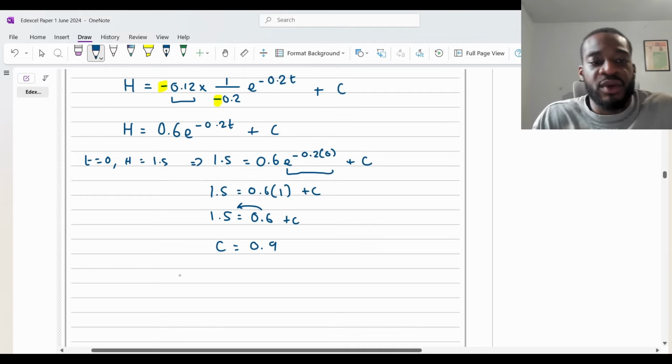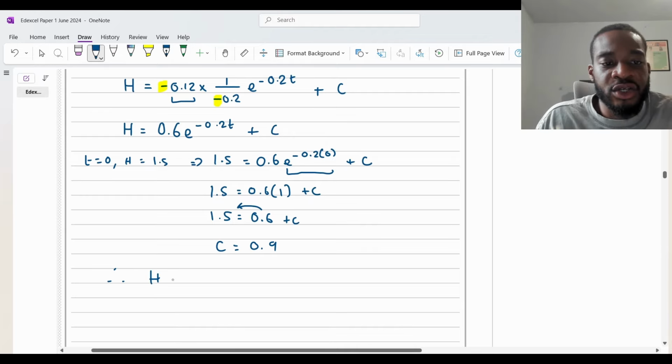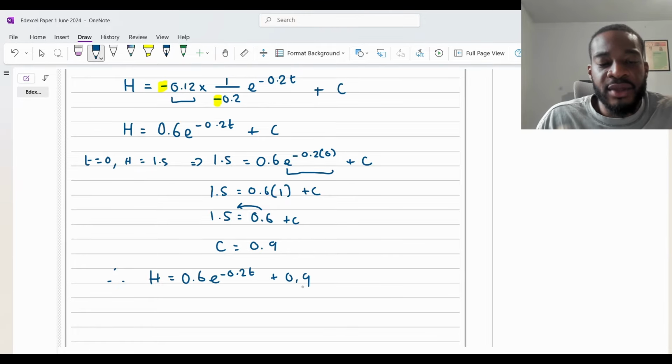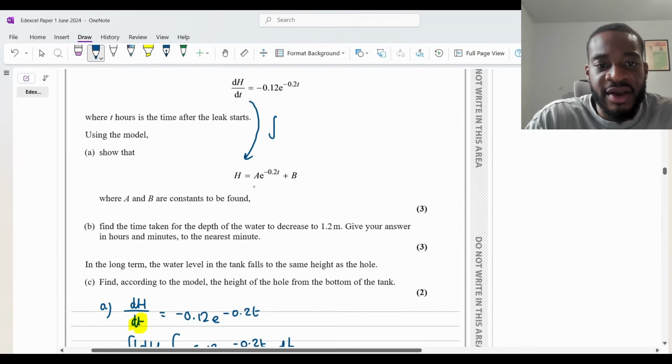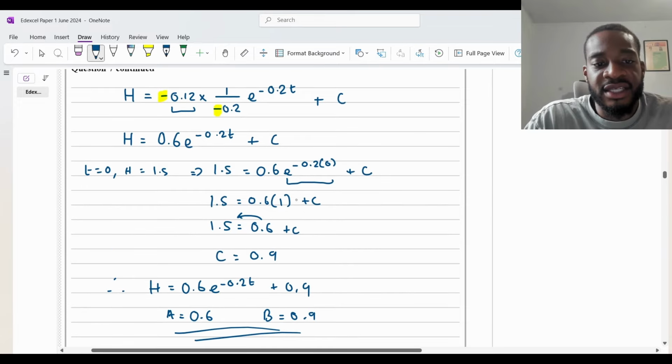So now we've got c. We can now say that h is going to be equal to 0.6 e to the minus 0.2 t plus 0.9. And a and b were constants to be found, so we can say a is equal to 0.6 and b is equal to 0.9. And that is it, right? And then obviously you could always just look at the show that just to compare it. A e to the minus 0.2 t plus b. Yeah, so that's it.